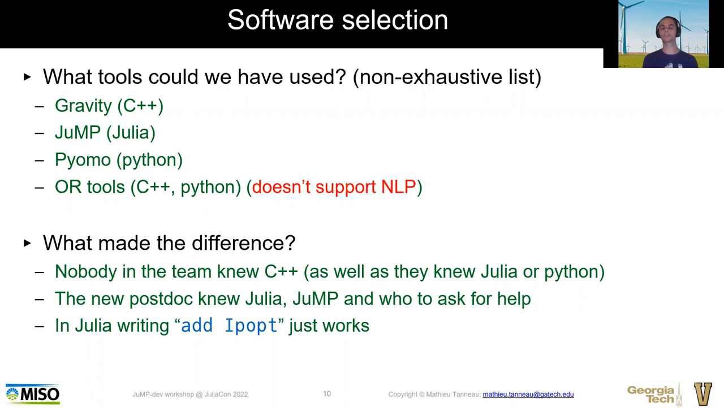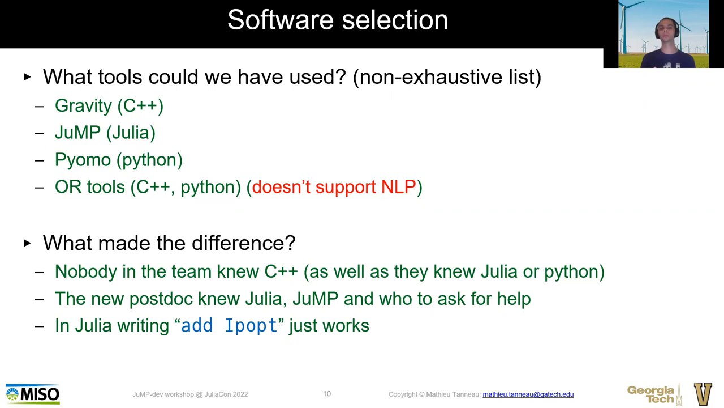Well, first of all, we eliminated C++ because very few people in the team knew C++ as well as they knew Julia or Python. So that got eliminated. Now, it just happened that the new postdoc, AKA me, knew a lot about Julia, knew a lot about JuMP, and I knew exactly who I would be able to ask and where if I ever needed help. I also knew that if I ever ran into a small trouble, a small bug, something that I knew how to fix, then I could fix it on my own, submit a pull request, and have that included in the next release.